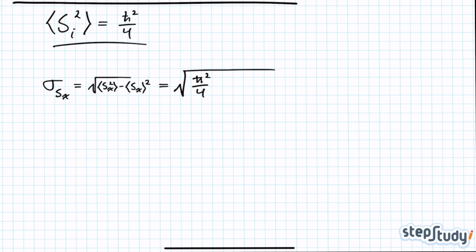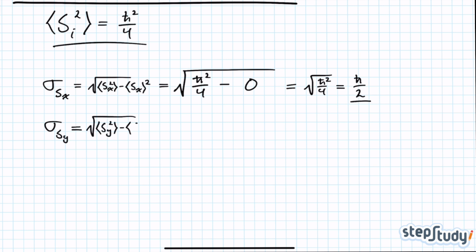Now, if you remember, the expected value of spin in the x direction was 0, and then 0 squared is just still 0. That means the uncertainty of spin in the x direction is ħ over 2. Do the same for the y direction. Reuse the answer ħ squared over 4 for the expected value of spin squared.